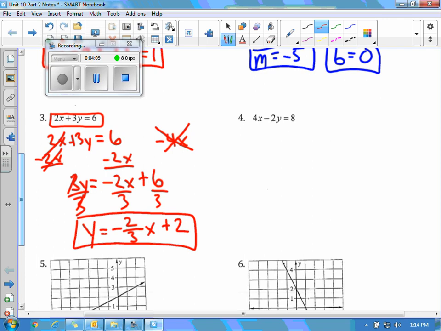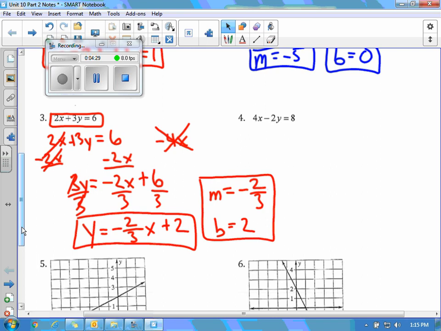Now, I'm not there yet. The goal is to identify the slope and the y-intercept. So in this case, my slope would be negative 2/3. It's whatever's in front of the x, and the negative has to go with it. My intercept would then be 2. So that is my slope and my y-intercept. I'm going to erase this in a second, so if you need to write anything down, go ahead and pause the video.